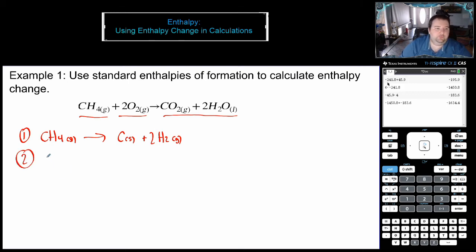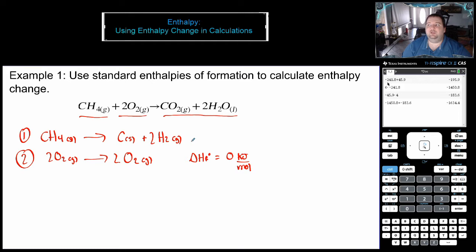Let's do O2. So now we have 2 O2s. And they're going to have to break down. What's the standard state of oxygen? It happens to be oxygen gas, O2. So literally nothing happens here. This one has 0 heat of formation, and this one has 0 heat of formation. So delta HF for this one is 0 kilojoules per mole. Literally nothing happens.